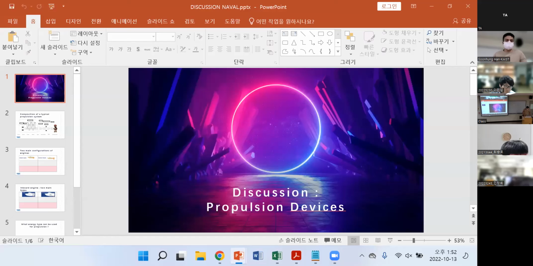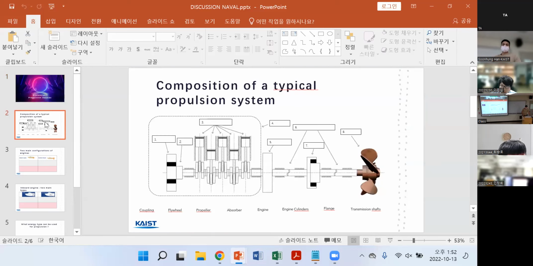Hello, everyone. Today's discussion topic is about propulsion devices. To begin, I propose you have an overview of what constitutes a propulsion system by linking the components with the number in the plan.